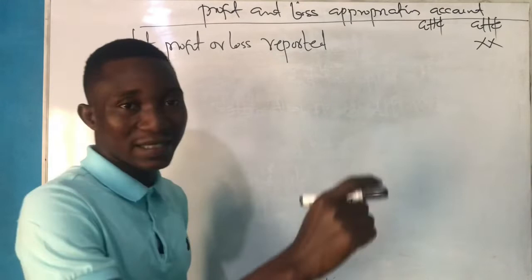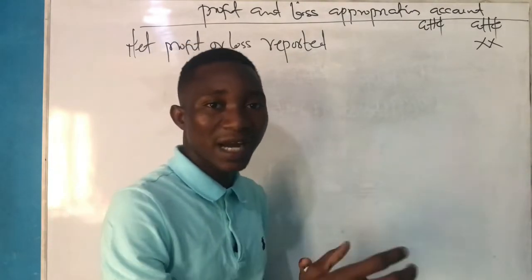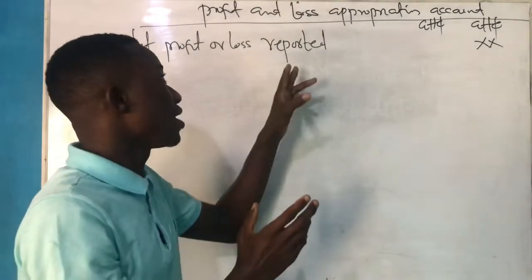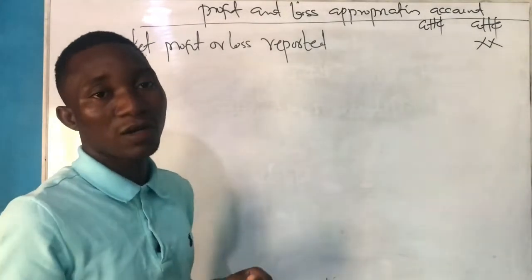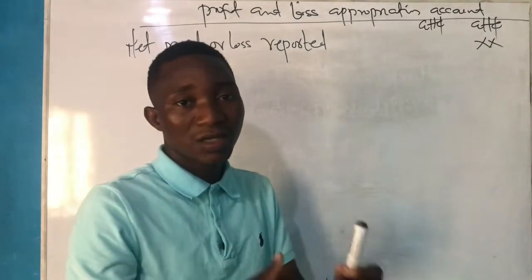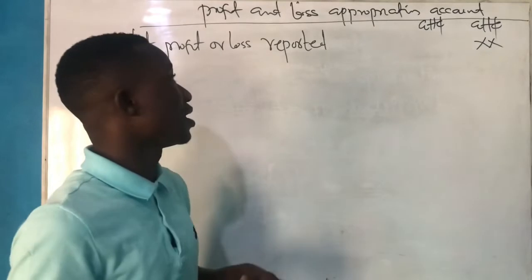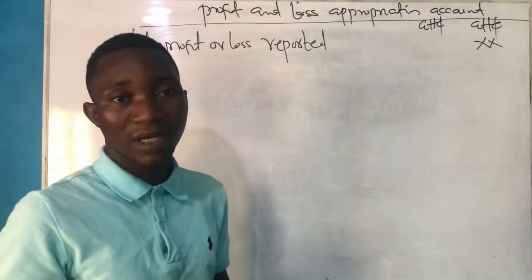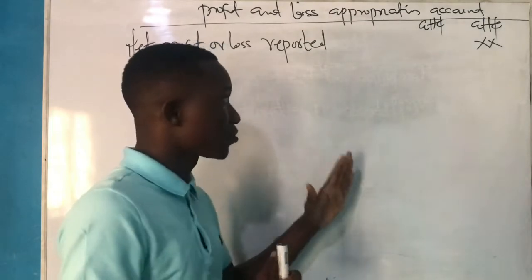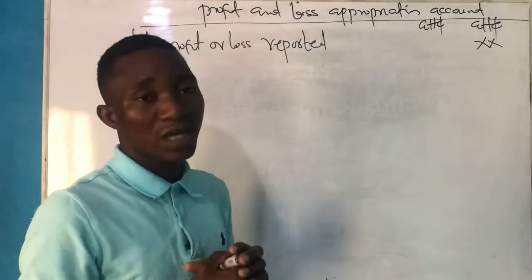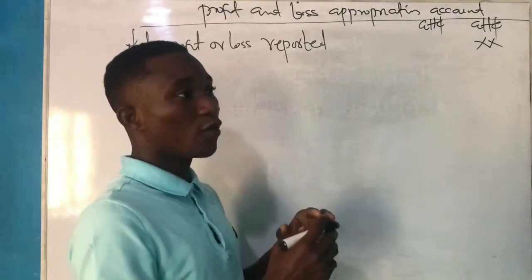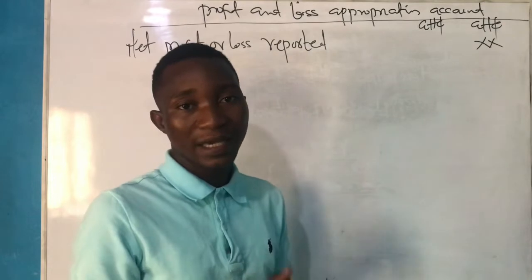So all charges against partners, that is any charges that the individual partners need to pay to the partnership business as a whole, will be added to the net profit or loss that is being reported. And all entitlements to partners will be subtracted from the profit and loss appropriation account. That is all payments that are supposed to be made to the individual partners. We will subtract it from the profit or loss appropriation account. So basically, this is the dynamics. So let's first of all look at the charges against partners.